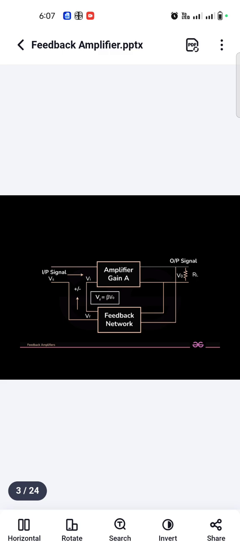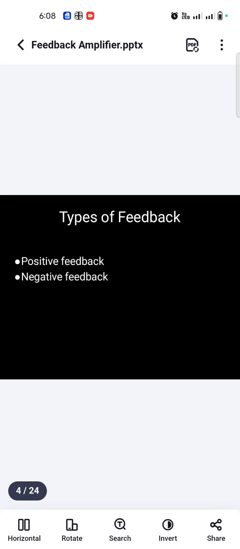Okay, so based upon the type, if it is positive feedback we will sum, if it is negative feedback it will be subtracted. Okay, so again and again the output will be varied. Whatever output we need, that much time it will be varied. The next one, types of feedback.